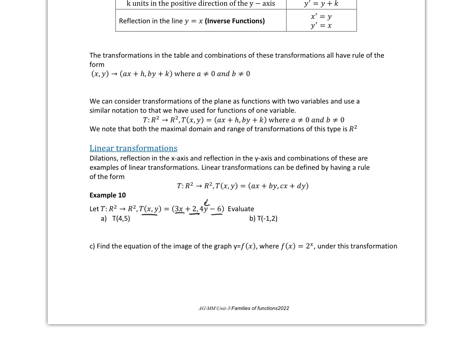So if we're just going to transform a point, just substitute the point in. T of (4, 5) becomes (3 times 4 plus 2, 4 times 5 minus 6), which is the point (14, 14), I believe. Similarly, for T of (-1, 2), it follows that it becomes (-1 times 3 plus 2, 4 times 2 minus 6), which is (-1, 2).